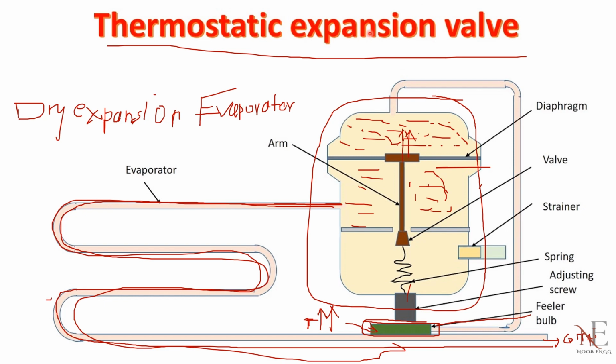It is as simple as the dry expansion evaporator. Only the main karta dharta is here, the filler bulb. This was the working of a thermostatic expansion valve.